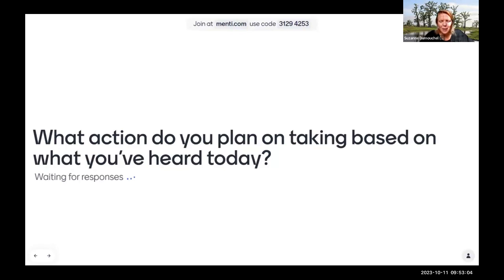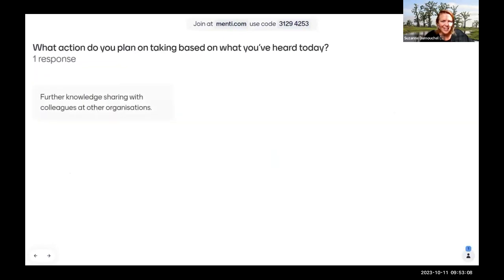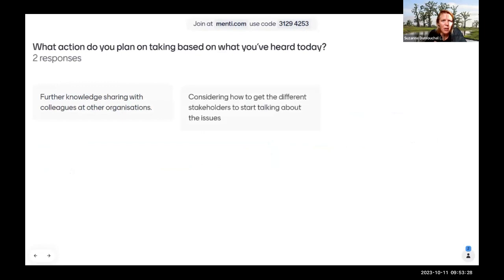Do we have first answers? I guess people need a bit more time to reflect. And one answer first: further knowledge sharing with colleagues at other organizations. Okay, so the first point would be starting to better exchange and inform with other colleagues, probably to make some plan then.